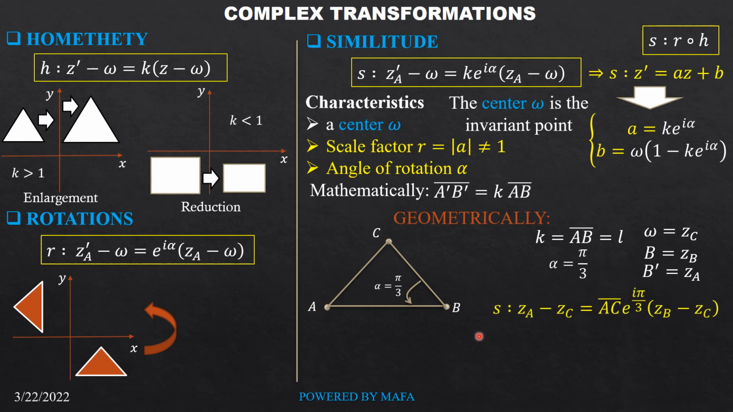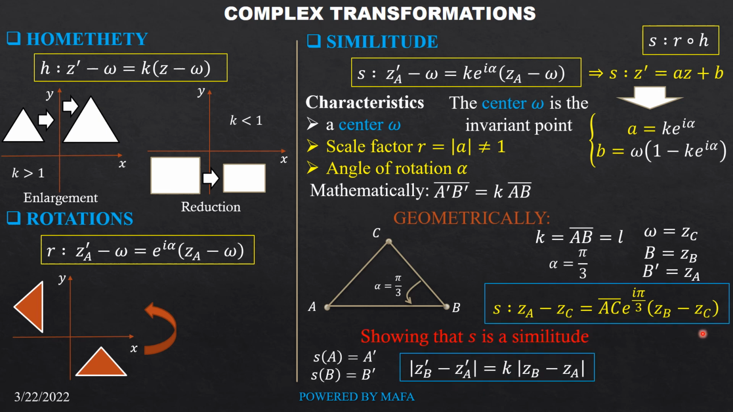So since it is a similarity transformation or a similitude, we are going to represent it in this form: ZA minus ZC. Remember, our ZA is simply actually B prime, but since it is the image, it is ZA. Now omega is the center, in this case it is ZC, is equal to our scale factor k times e raised to the power i pi on 3, our angle of rotation, times ZB, which is the point I'm transforming, minus the center ZC. So that is basically what it is.